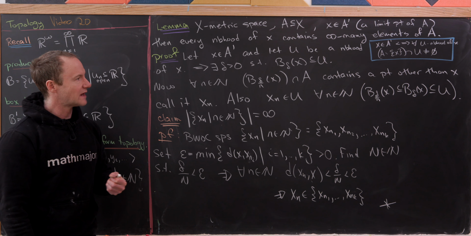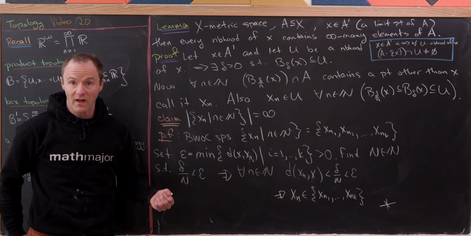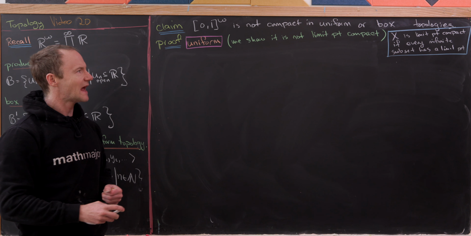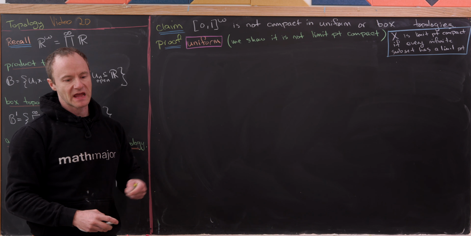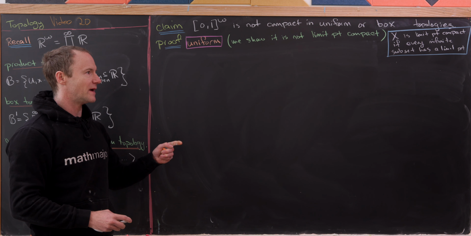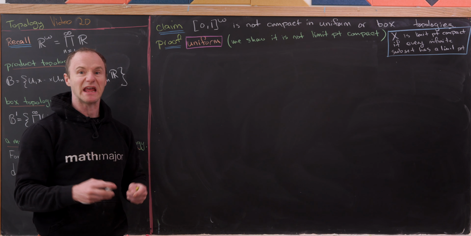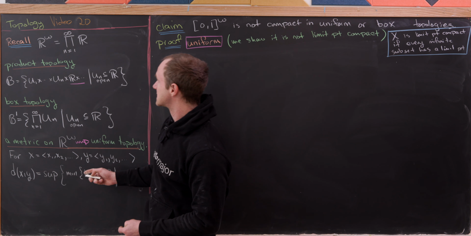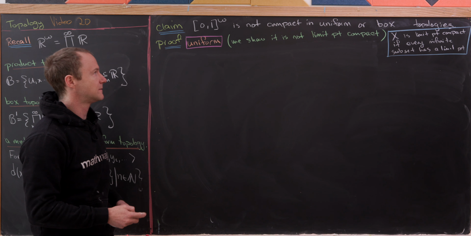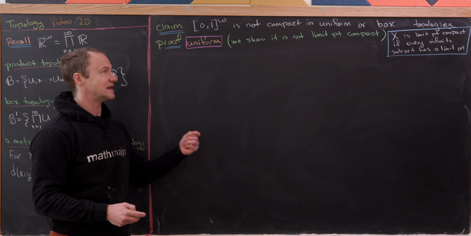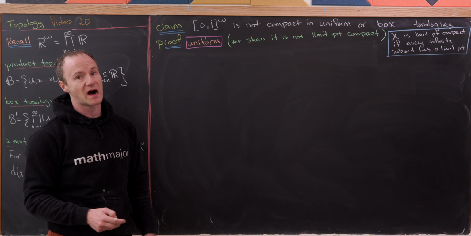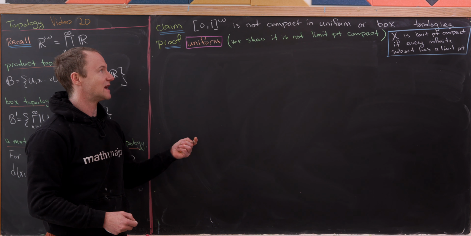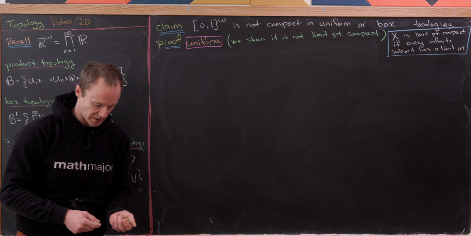Okay, so now let's see how we can apply this for compactness of some products. Okay, so now for the big result of the day. And that is that [0,1]^omega, so in other words, just an infinite product of the closed interval [0,1] living inside of R^omega, is not compact in the uniform or the box topology. Now, we'll start by showing that it's not compact in the uniform topology.